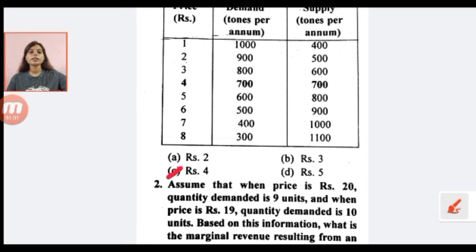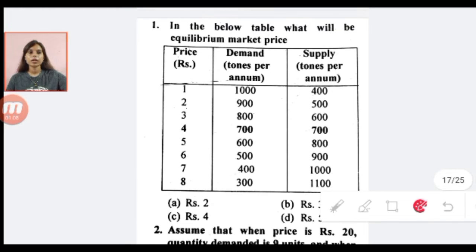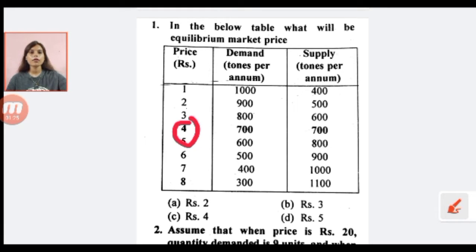Why? Because we are told to find out the equilibrium price, right? So you see, at the equilibrium level, market demand is always equal to market supply. In this schedule which is provided in front of you, at the price level of rupees 4, the market demand is equal to the market supply, which is 700. So your correct answer would be number C.